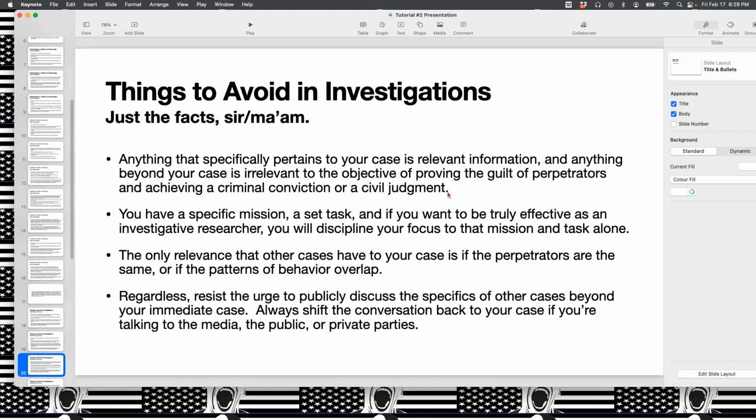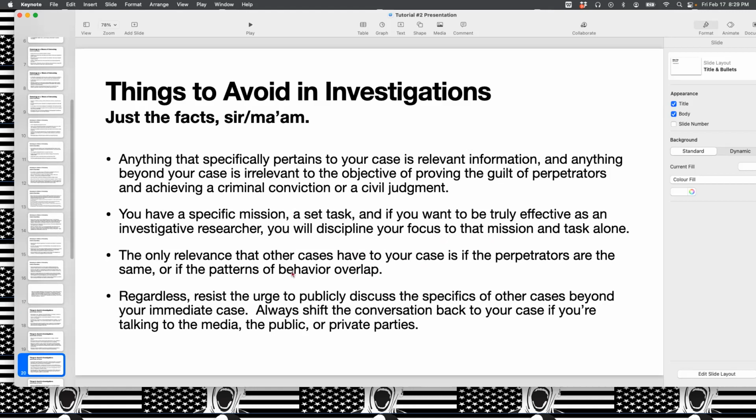But two of the victims did overlap with the Hamlin case. So that piqued my interest about the wider group. Five of those victims are purportedly signing on with a law firm in Salt Lake to pursue civil liability against the perpetrators. But you want to narrow your focus. You always want to have mission focus instead of mission creep. So you have a specific mission, a set task, and if you want to be truly effective as an investigative researcher, you're going to discipline your focus to that mission and that task alone.